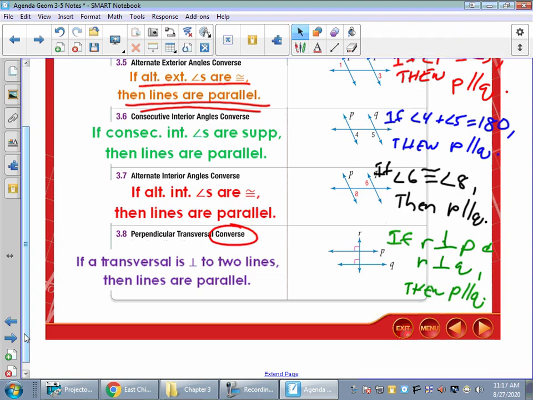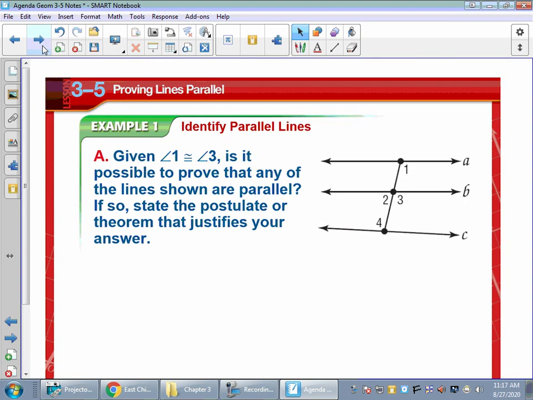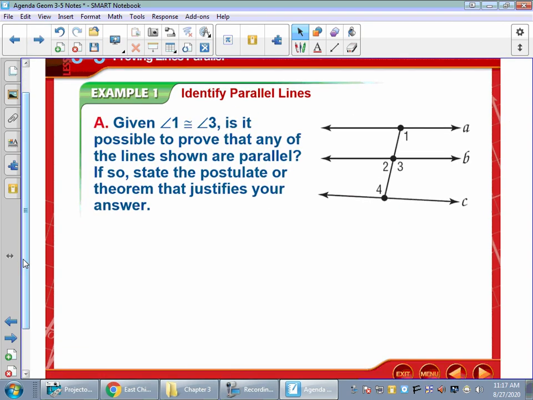Okay? So let's do some different examples and try to prove, if we can, if lines are parallel. Letter A here, example 1, identify parallel lines. Given angle 1 is congruent with angle 3, is it possible to prove that any of these lines shown are parallel? If so, state what postulate or theorem justifies the answer.